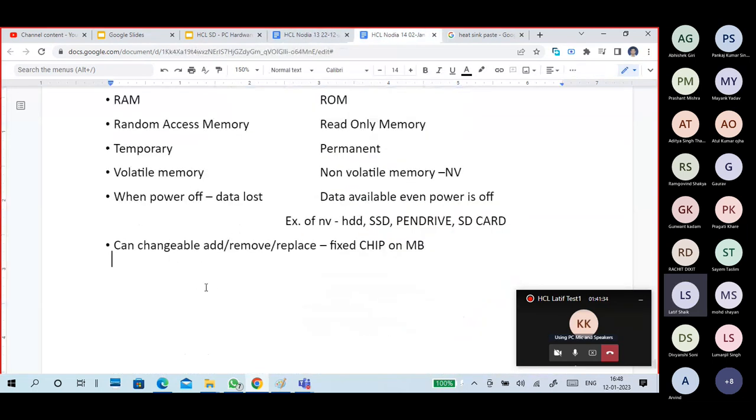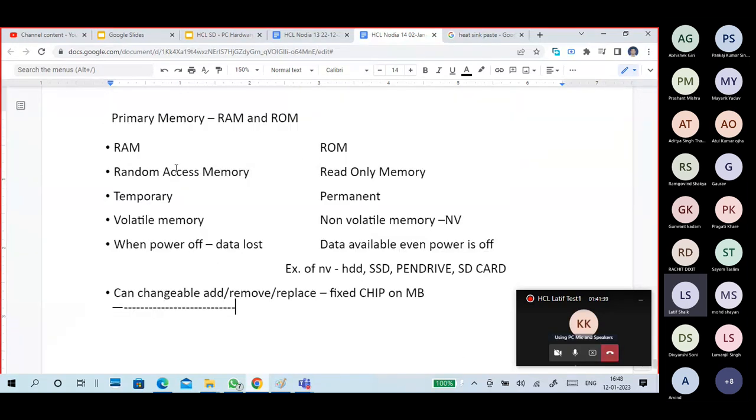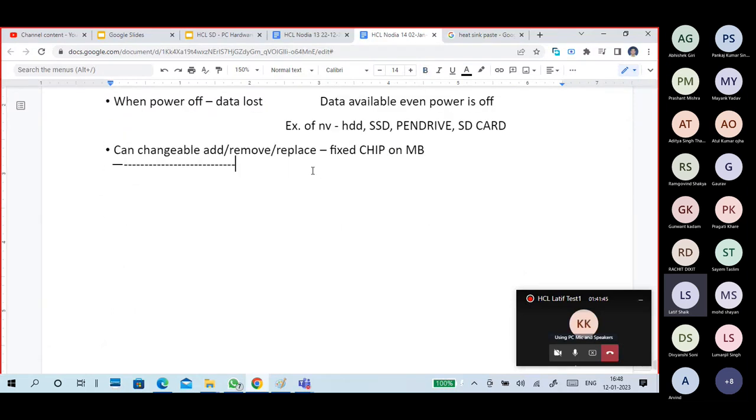Okay, so these are the RAM and ROM differences. First, we'll discuss RAM, then we'll go to the ROM part. ROM is your BIOS chip. So we'll discuss ROM and RAM separately.